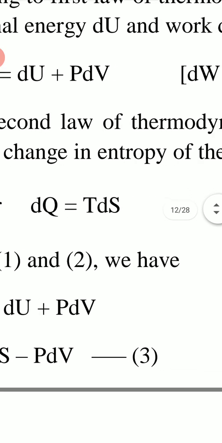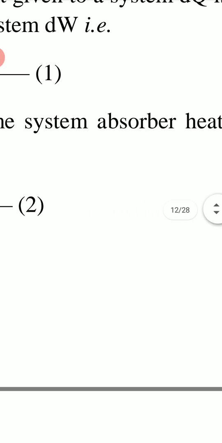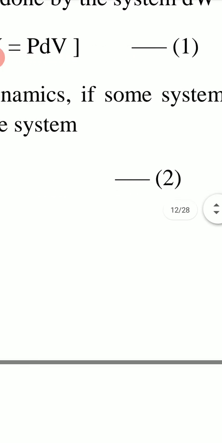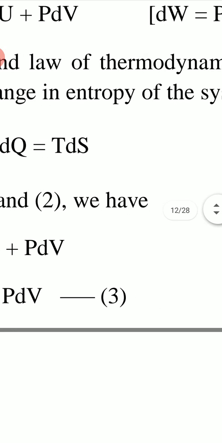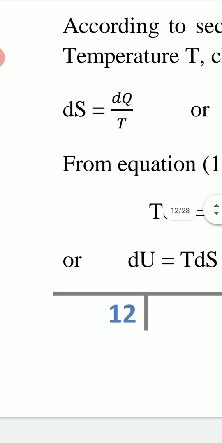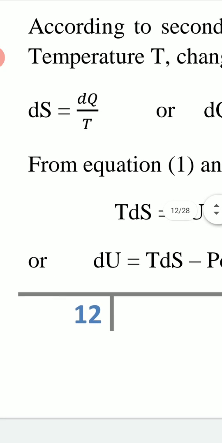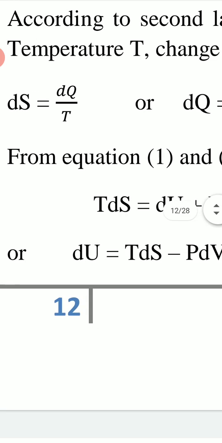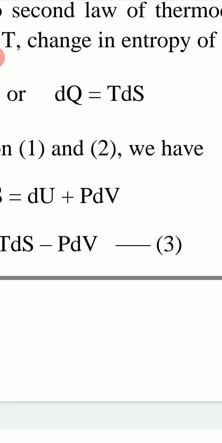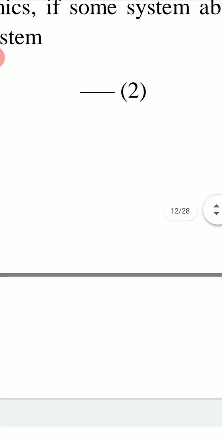And from second law of thermodynamics, if the system absorbs heat dQ at absolute temperature T, change in entropy of the system is given by dS equal to dQ upon T. This is the definition of entropy. dQ is the heat absorbed by the system at temperature T. Then from this equation we can write dQ equal to TdS. This is the mathematical form of second law of thermodynamics. We write it as equation 2.